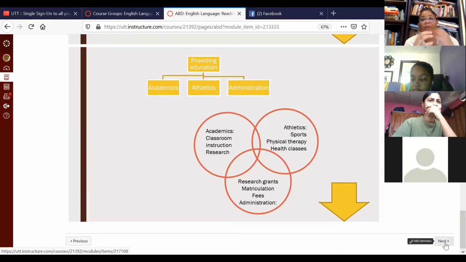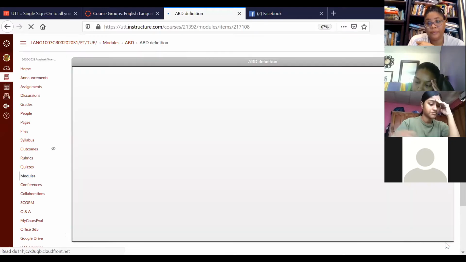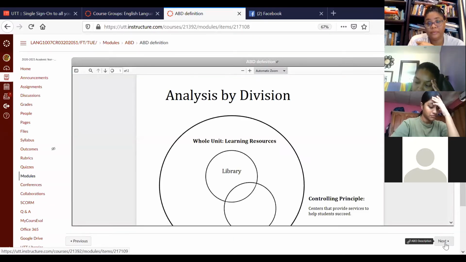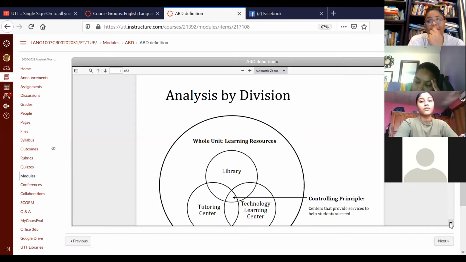So again, we start with a controlling principle, and we look at the divisions that make that controlling principle happen. So the controlling principle is the function of the large, unified organization or unit or concept. And then we look at each individual division and how these divisions work together to create that controlling principle. Right? Here's another example.